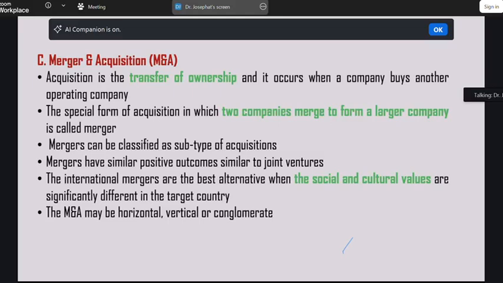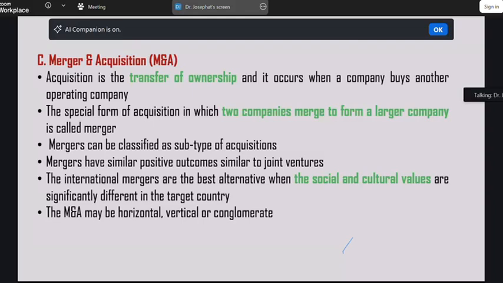So the special form of acquisitions in which two companies merge to form a large company is called merger. Kwamba kampuni mbili zinakubaliana ziungane zitengeneze kampuni moja, hiyo tunaita ni merger. Zina merge into a single company. Mergers can be classified as a subtype of acquisitions. Mergers have a similarly positive impact similar to joint ventures.